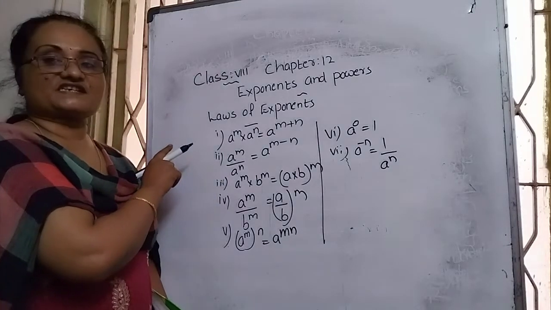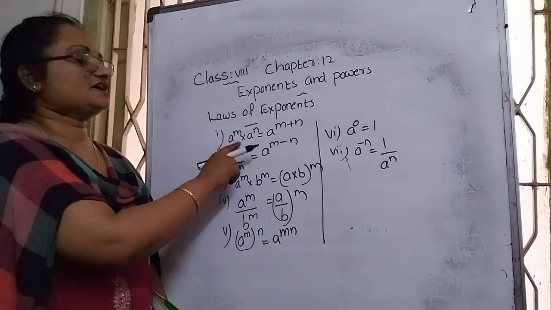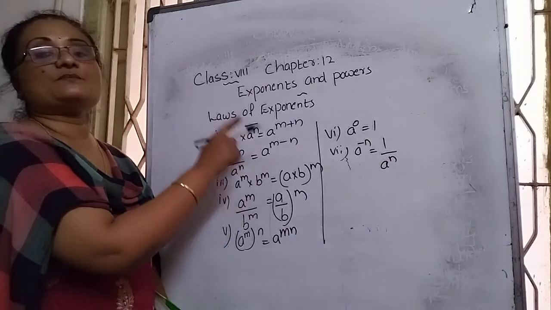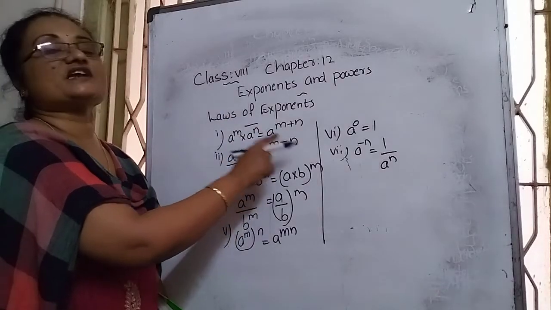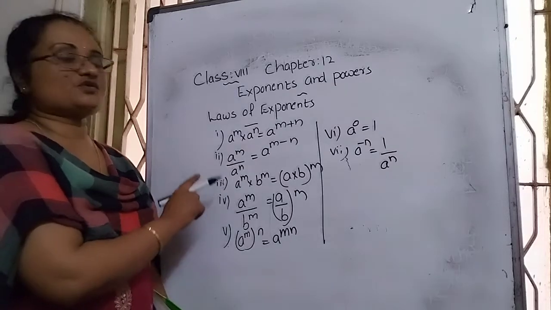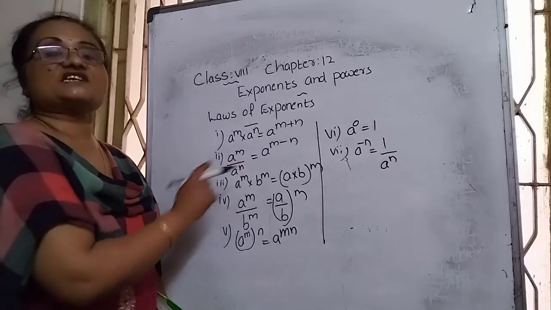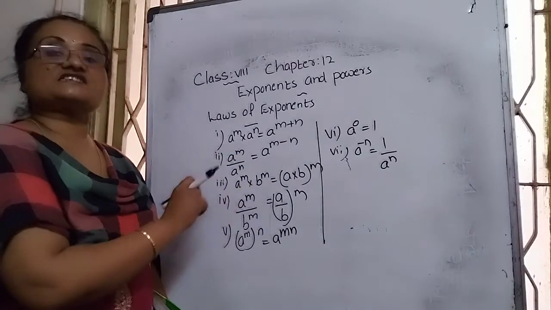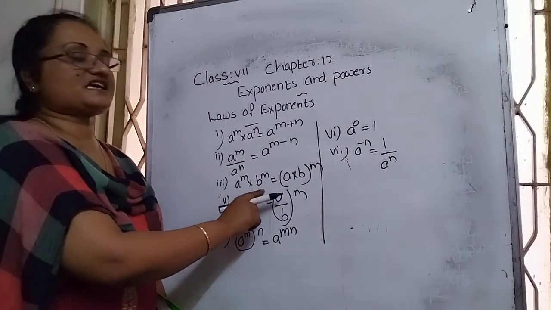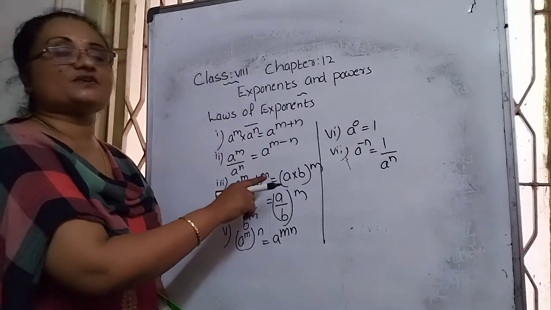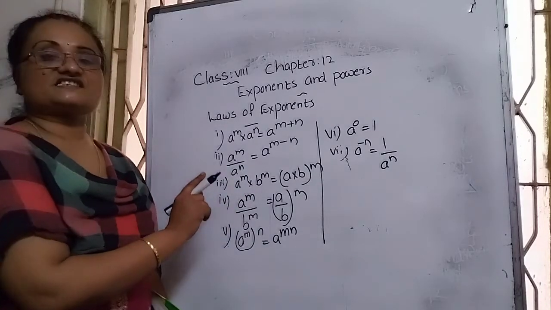Next, the second rule says the division case. Division case: same base and different powers. In that case the base is written one time and the powers are subtracted, a raised to m minus n. Then the third rule says the bases are different. Here a and b are the bases, but the power is the same. In that case, the bases are multiplied and the same power is written. What are the bases? A and b, they are multiplied, a into b. What is the power there? m is the power.